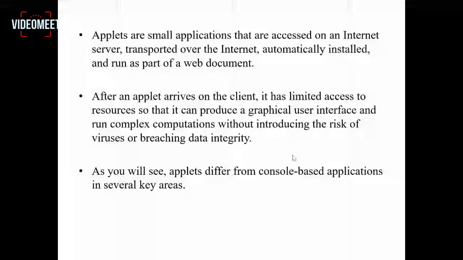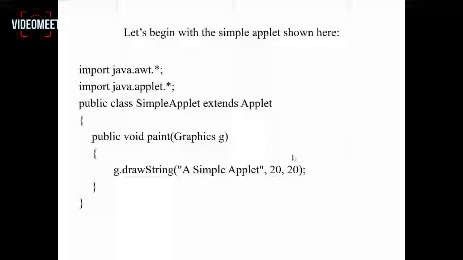So these applets are different from console-based applications. Today also we have seen this simple program, right? This is a simple example applet program using which we can create an applet. If you look at the first two lines of this program, we are importing two different packages. One is the AWT package and the second one is the applet package. We are completely importing the entire package by writing dot star at the end.